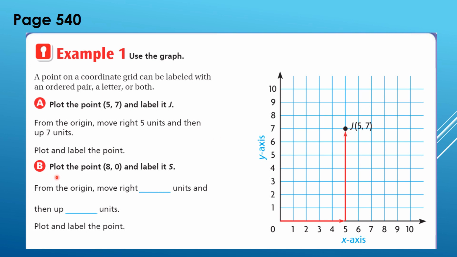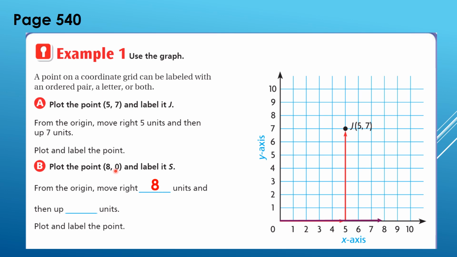Now let's do part B, plot the point (8, 0) and label it S. As we said, let's start from the origin. I'll place my pencil on the origin and I will move right. How many units shall I move, students? Excellent. I'll move 8 units. Very good. And this is the purple line that will show me that I moved 8 units. 1, 2, 3, 4, 5, 6, 7, 8. And this is 8 units to the right. Why? Because I'm doing the x-axis.